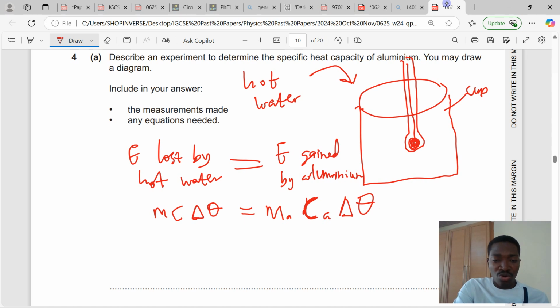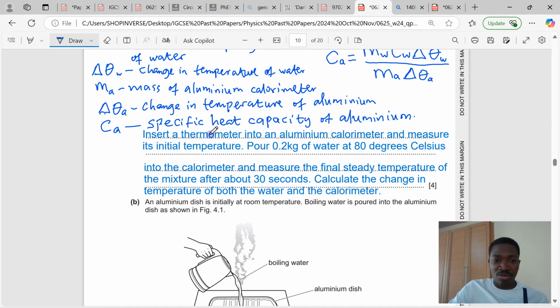Then you must also know the mass of the aluminum. You must know the mass of the water, specific heat capacity of water. Then you need a thermometer to check the change in temperature. Okay, so when you pour the water inside the calorimeter, you must be able to read the change in temperature that takes place during the procedure. Okay, so if you look at this now, it will make more sense to you now. Look at this now, okay?